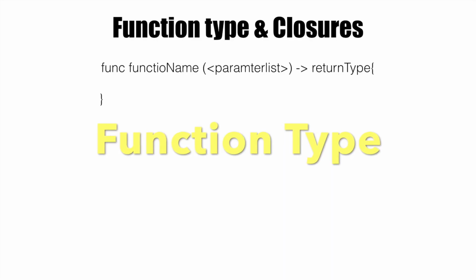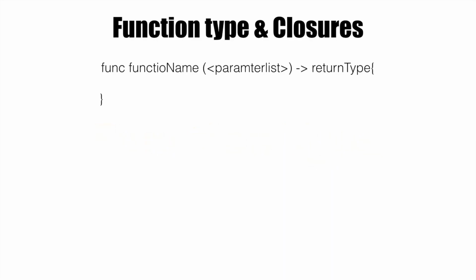If you just go back to the discussion of function that we have had before, you basically declare a function with the keyword func and then the function name, the parameter list and the return type. In this discussion of function type, we are mainly concerned with parameter list and the return type. This bunch of parameter list of a function and return type together is called function type.